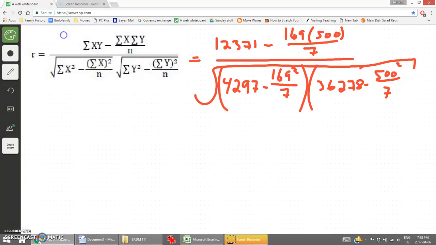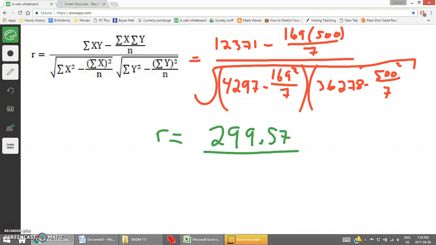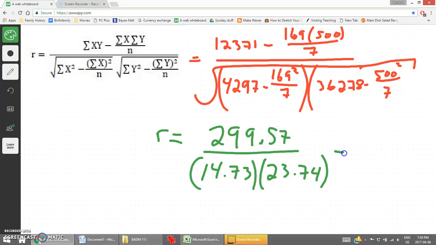So I'm going to change colors here. R is going to equal, now what I would recommend, because it'll help us later on, is calculate the value for the top part of this equation. If you do that, you should get a value of 299.57. And of course there may be rounding differences. The bottom two numbers, 14.73 times 23.74. That gives us an R value of 0.857.